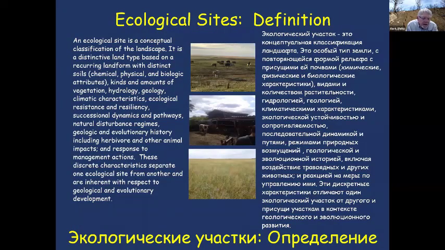We're going to start with the foundation used here in the United States, and that's called an ecological site. All of our management decisions then are based on this concept of an ecological site. It is a distinctive type of land based on reoccurring landforms with distinct soils, kinds and amount of vegetation, similarity in hydrology, geology, climate characteristics, and its resistance and resilience to stresses.